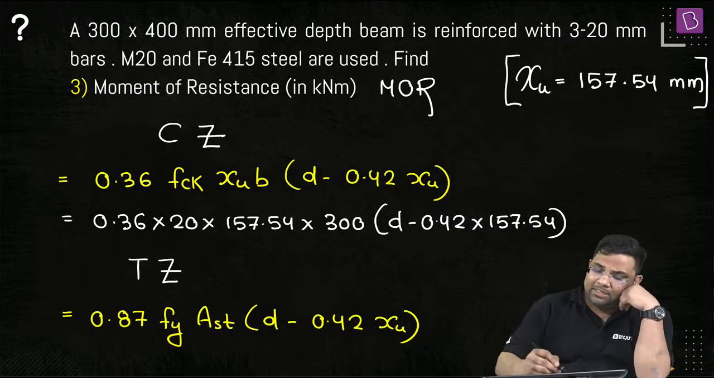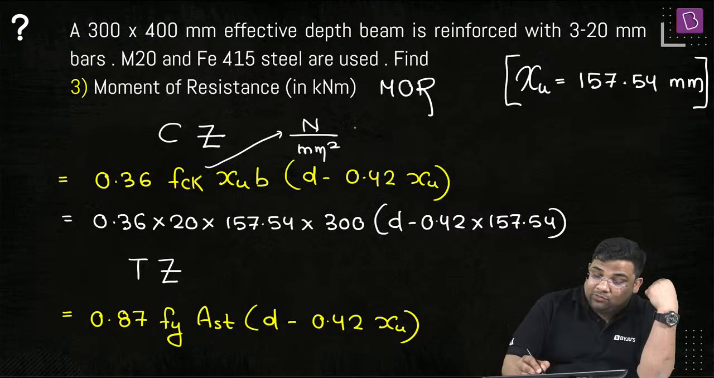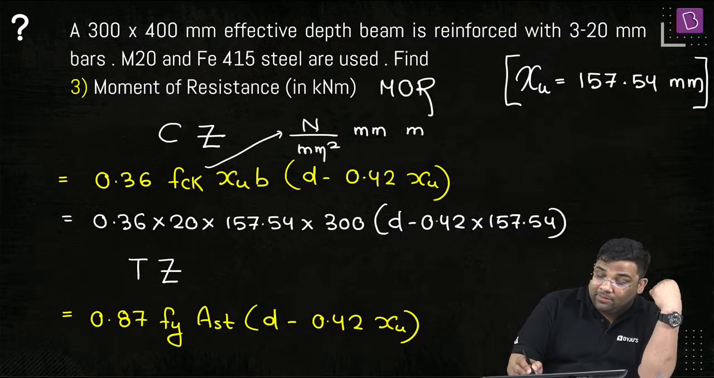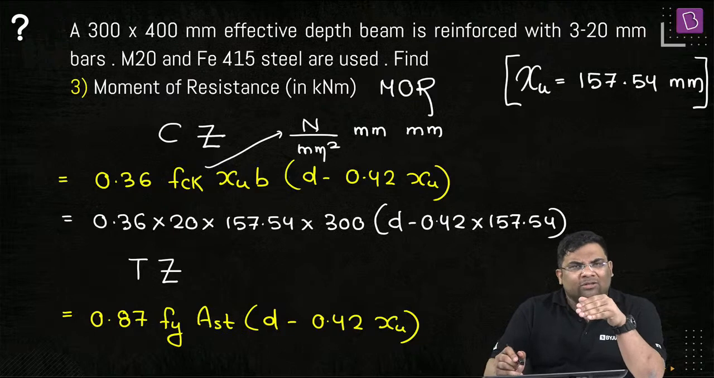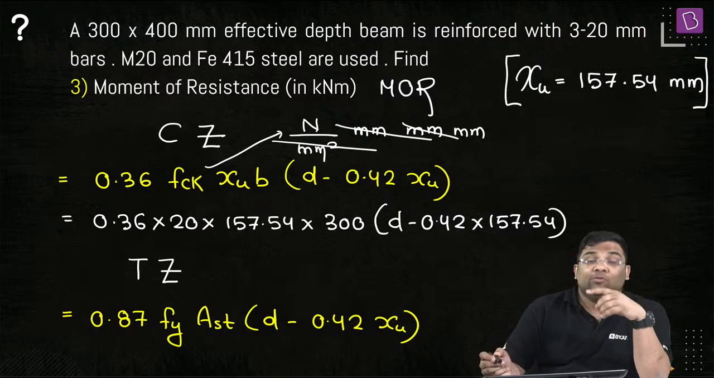Now, this answer you will get in what? Newton mm. How? You see, this FCK is Newton per mm square. XU is mm. B is mm. And this D minus 0.42 XU is mm, right? Yes. So what will happen? You get the answer in Newton mm.